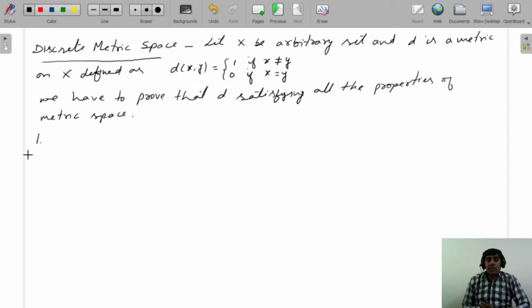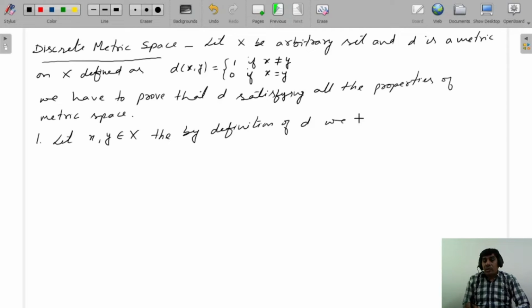The first, let x, y belong to capital X. Then by definition of D, we have dxy is equal to 0 if x is equal to y, and dxy is equal to 1 if x does not equal y.